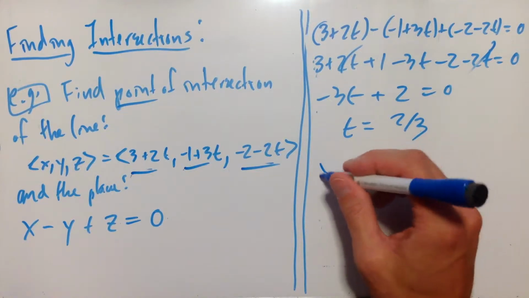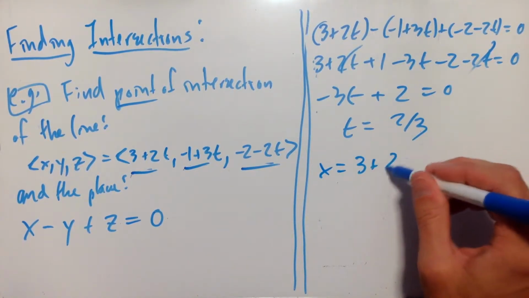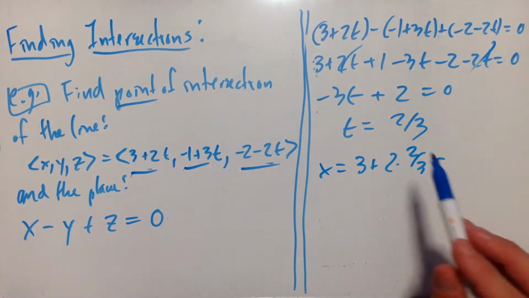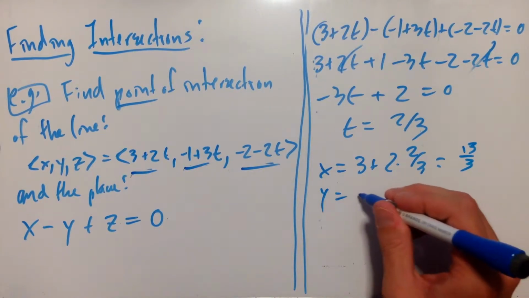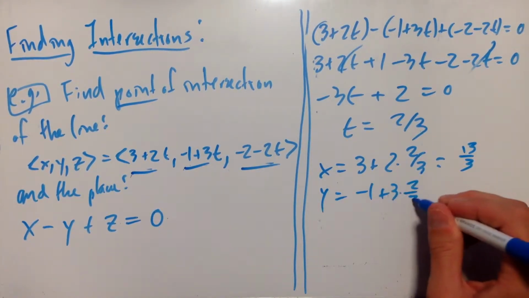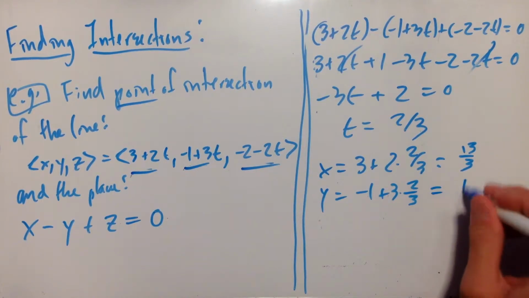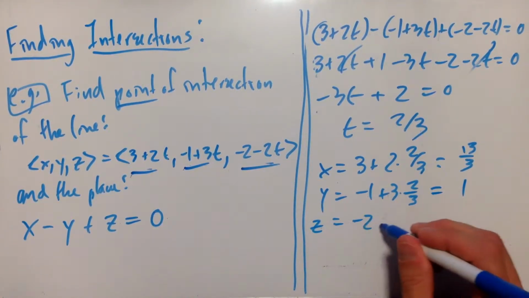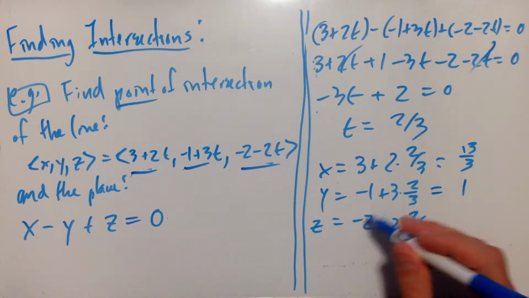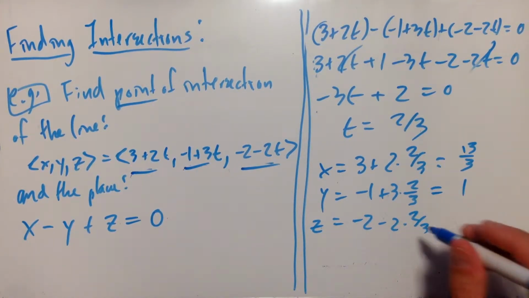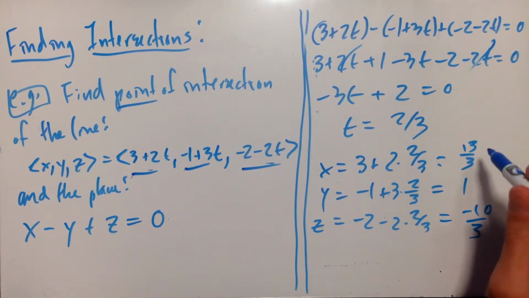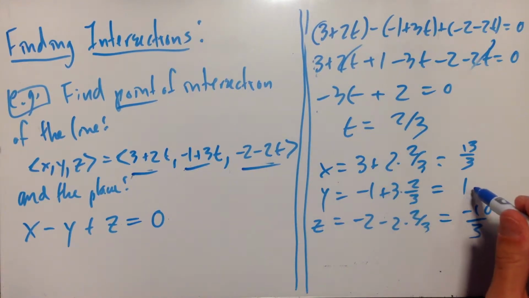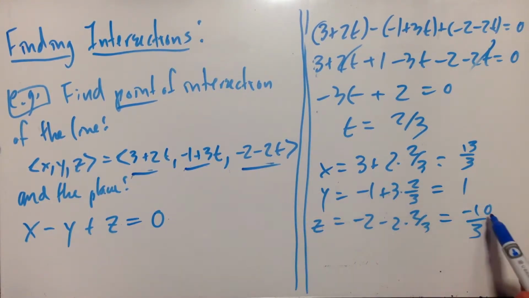So x is equal to 3 plus 2 times 2/3, which is 9/3 plus 4/3, which is 13/3. y is equal to negative 1 plus 3 times 2/3, which is negative 1 plus 2, which is equal to 1. And z is equal to negative 2 minus 2 times 2/3. Negative 2 is equal to negative 6/3. This is minus another 4/3, so that's negative 10/3. And you can check that, okay, 13/3 minus 1, which is minus 3/3, plus negative 10/3 is equal to 0. So it satisfies that. Great.